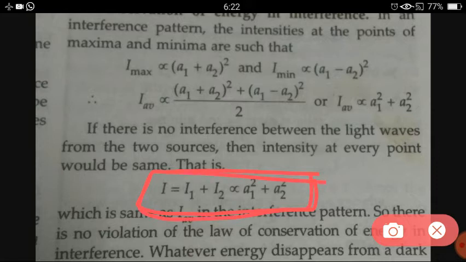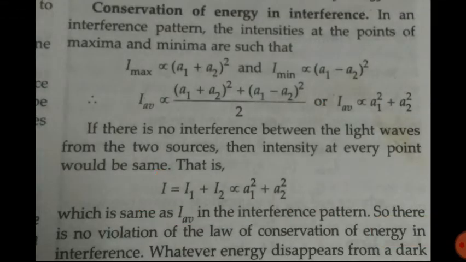You can compare that when interference took place, we have intensity A1 square plus A2 square, and when interference does not take place, we also have the same energy, the same intensity A1 square plus A2 square. So in both cases we have the same energy. That means the energy is conserved in interference.